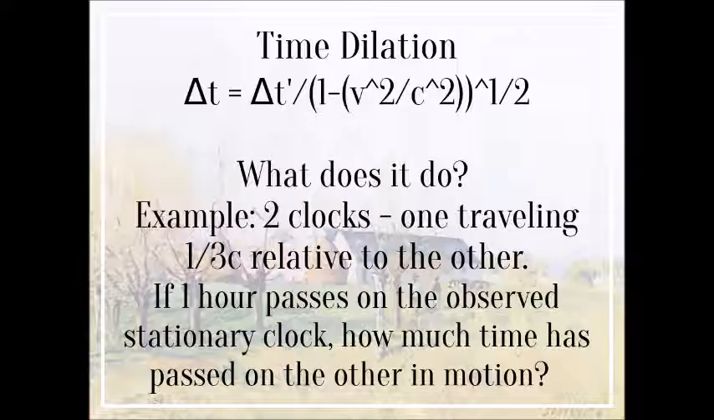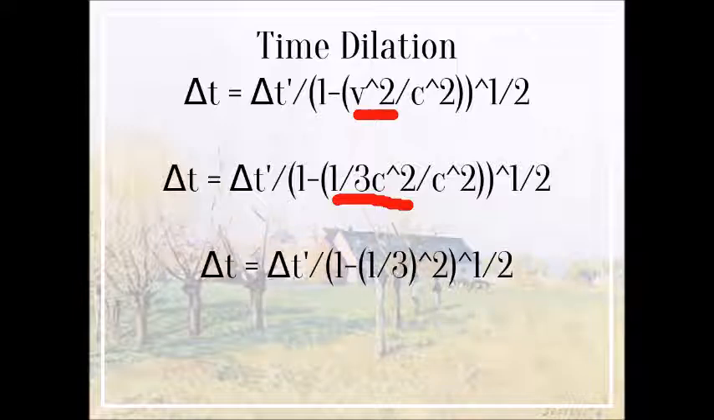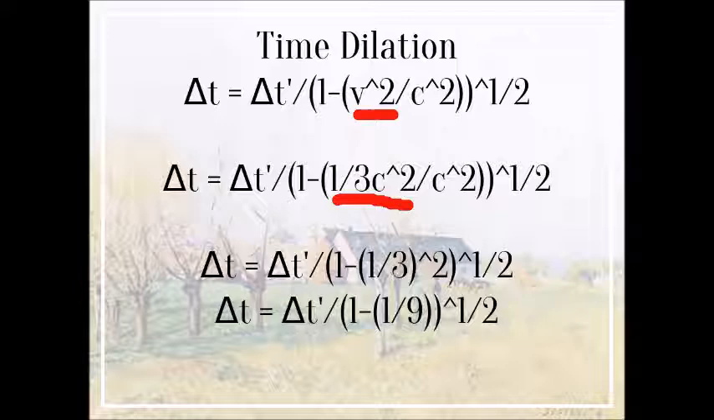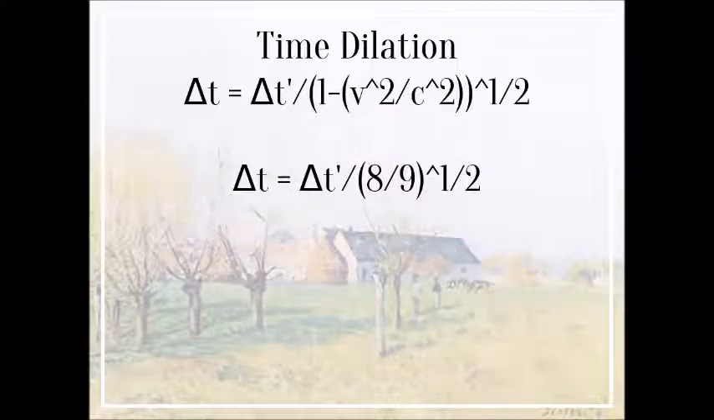Well, we take our equation and we sub in for the v squared. We put a (1/3 c) squared, and I apologize, I forgot to put some parentheses around that, but it's going to work out to 1/3 squared times c squared divided by c squared in that particular section of the equation. Then all we have to do is a few quick mathematical calculations here, and we find that delta t is equal to delta t prime divided by the square root of 8/9, or in other words 0.94.